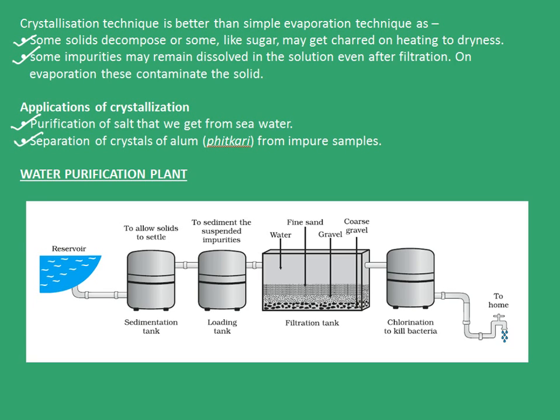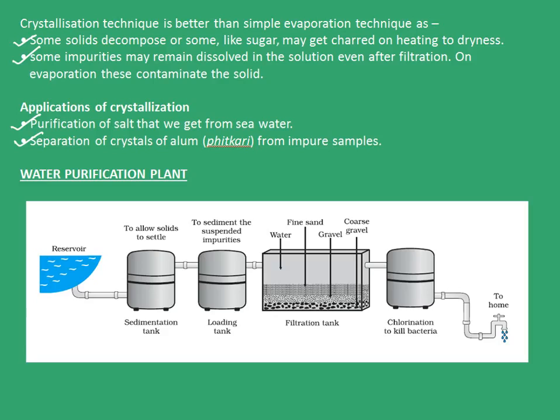Now let's briefly discuss a water purification plant. We all have water purification plants in our cities to get clean water. Water from the reservoir is first passed into a sedimentation tank where the solids are allowed to settle. Then it passes through a loading tank to sediment the suspended impurities.